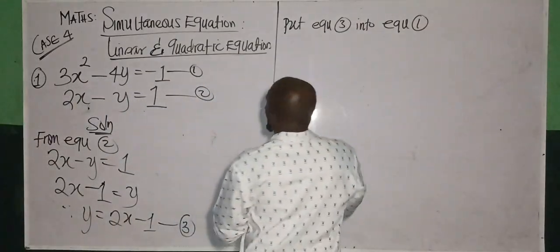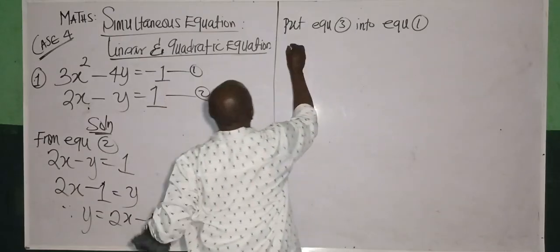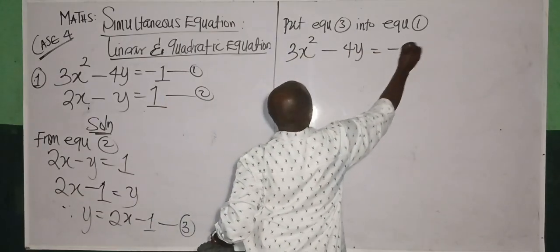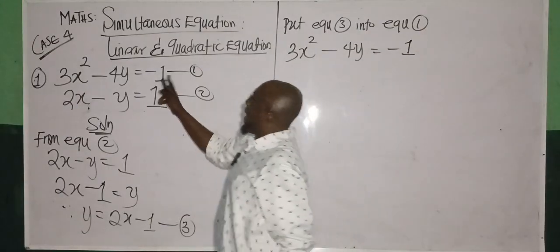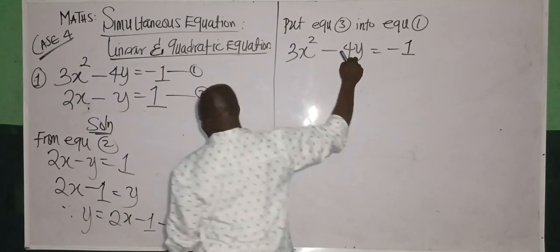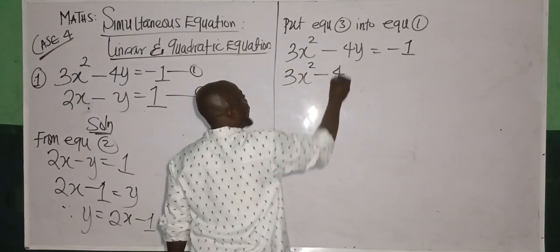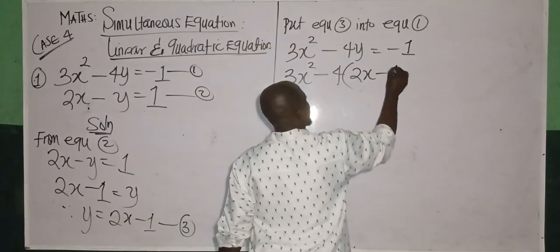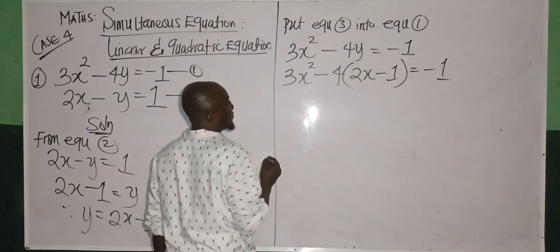So I'll copy equation 1. I just want to put this equation 3 into this equation 1. So copy equation 1 out. I have this, and then I have this to give me minus 1. So remember that we say let y be this. That means anywhere I see y in this equation 1 now, I will put this value there. So I'll bring 3x squared minus 4. I will remove this y and put this one there. So 2x minus 1. Then everything will give me minus 1 here.